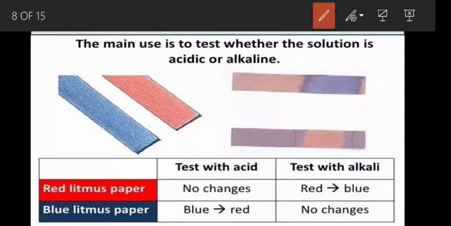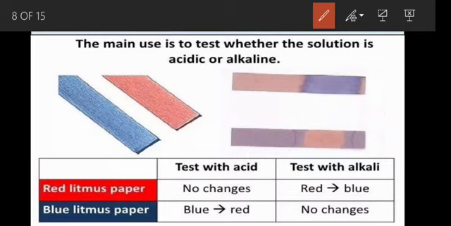It has a purple color in distilled water. When added to an acidic solution, it turns red, and when added to a basic solution, it turns blue. It is available in the form of a solution or in the form of strips of paper known as litmus paper. Generally, it is available as red and blue litmus paper.